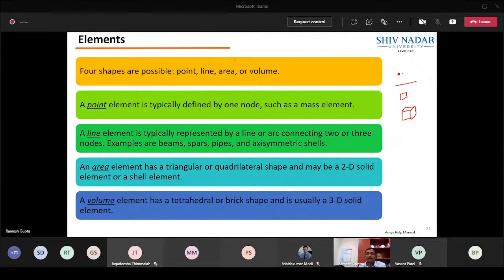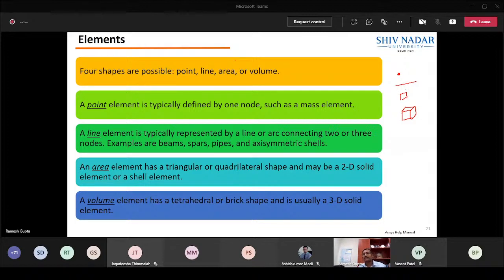For example, for zero dimensions, or a point, though I have shown it a little bigger to make sure you can see it, it may be defined by the node or as a mass element. Let's say you are doing a vibration problem and want to analyze a lumped mass, then you can take the mass element, which is just a point, nothing associated with volume. Inherently it possesses some volume and is made up of some density, but as a representation you can think of it as a point or node.